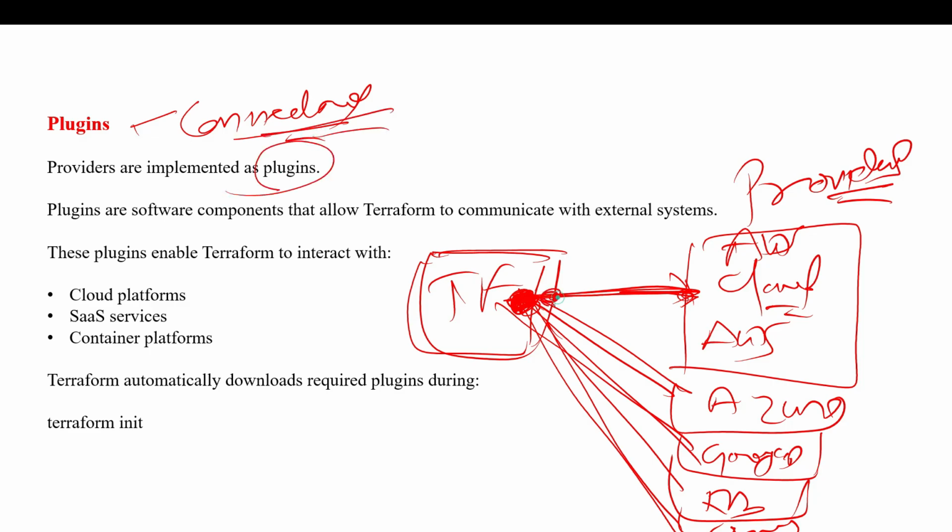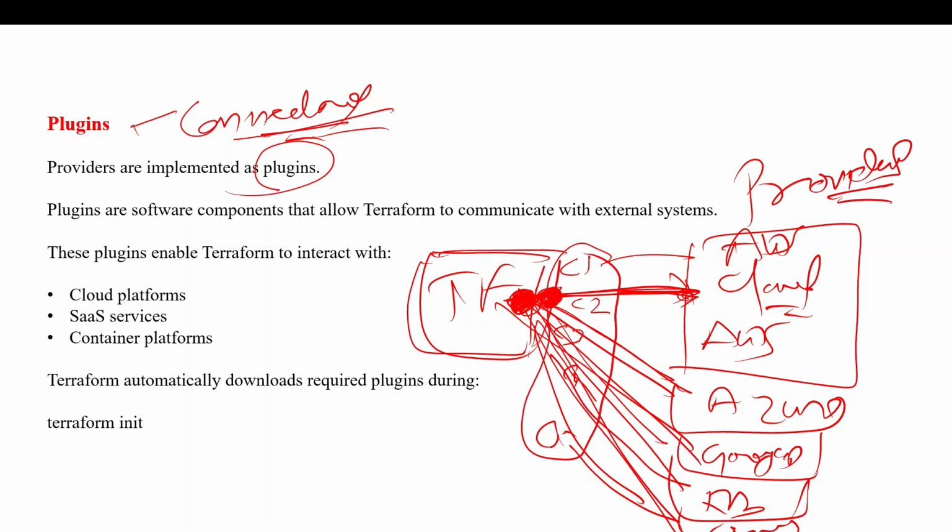Here you will have a connector for each and every provider. Suppose this is a connector C1 for AWS, there is a connector C2 for Azure, a connector C3 for Google, a connector C4 for the IBM cloud. Similarly, you will have a C5 connector for the Oracle cloud. So these connectors allow the connectivity with the different cloud service providers. Again, you don't need to worry about the connectors.